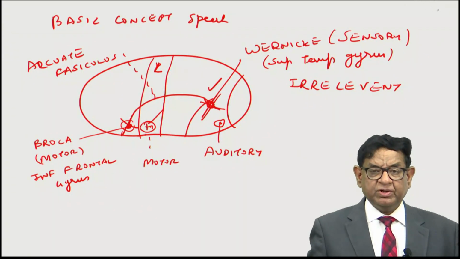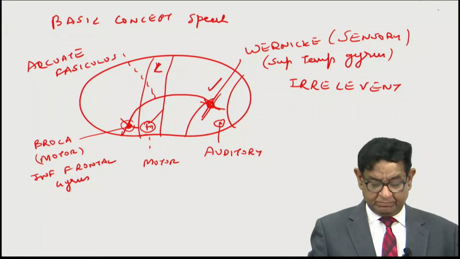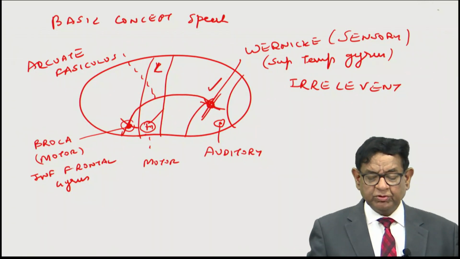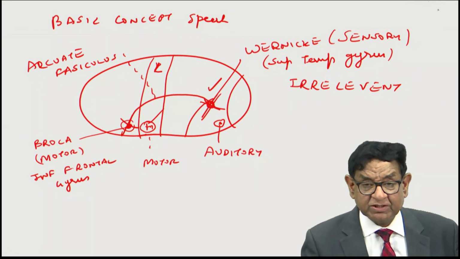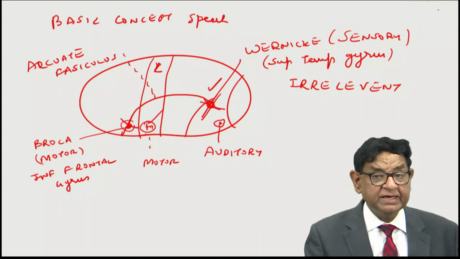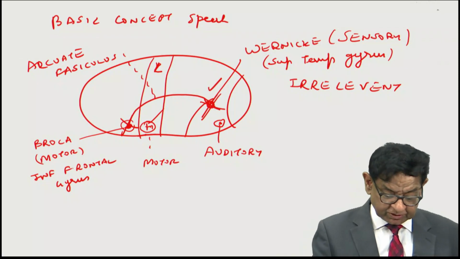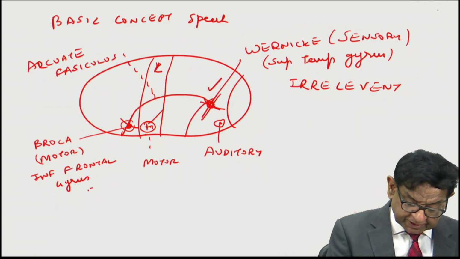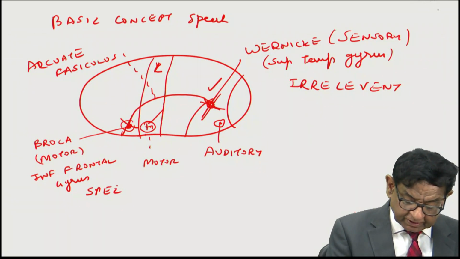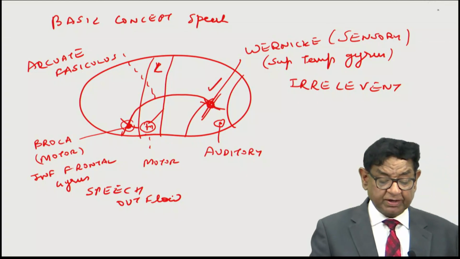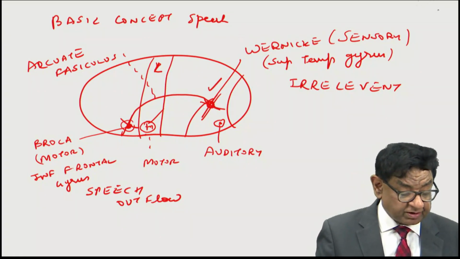What is your name? No reply. Will you go to the movie? Will you have dinner? Then why don't you speak? He's not able to speak out. Why? The defect is in Broca's area. So in Broca's area, speech outflow is gone. Speech outflow is gone.